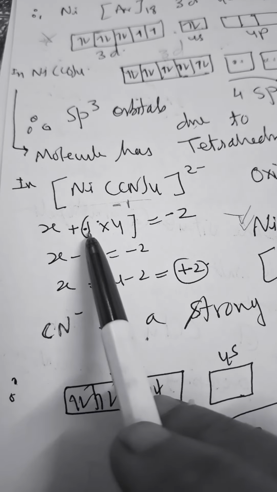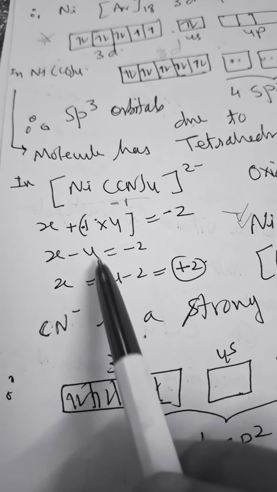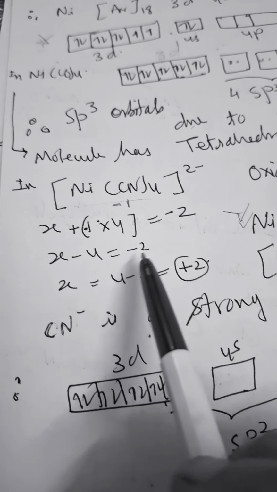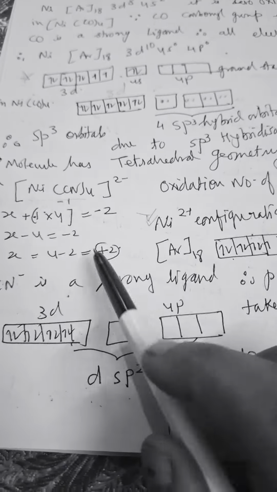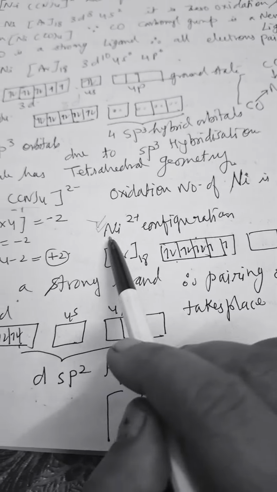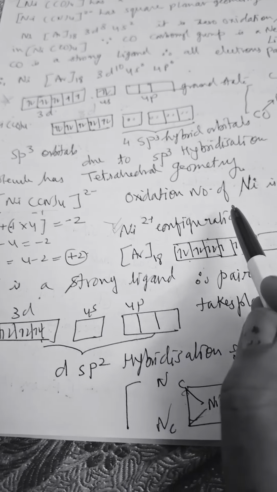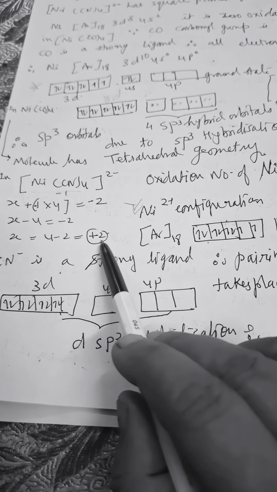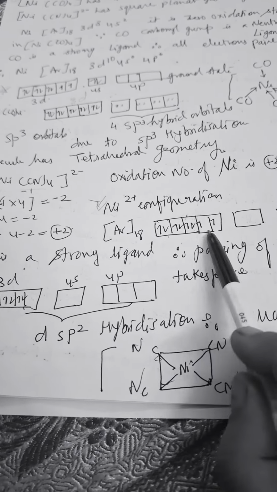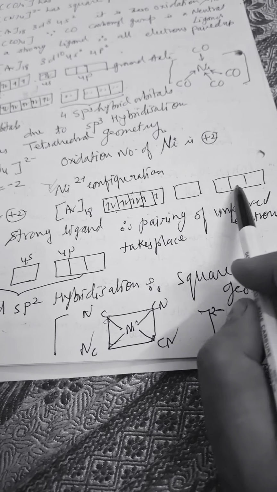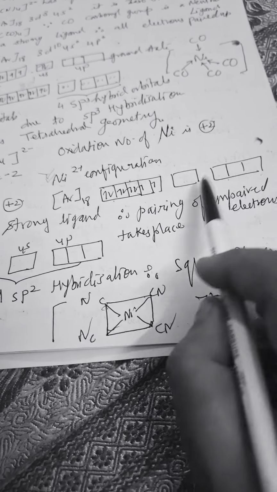So X plus (minus 1 into 4), 4 times 1 is 4. So X minus 4 is equal to minus 2. So X is equal to plus 2. Simple maths. So nickel is in the plus 2 oxidation state. We write the Ni2+ configuration. We know the neutral atom is 3d8 4s2, but 2 electrons are lost, so it acquires 2 positive charge. So now 8 electrons are in d, s and these orbitals are empty.